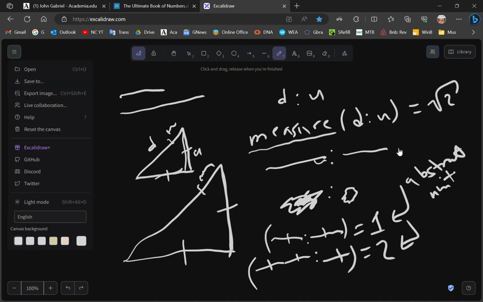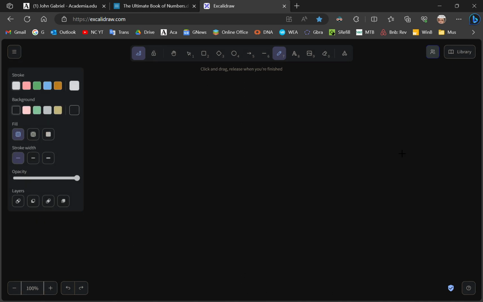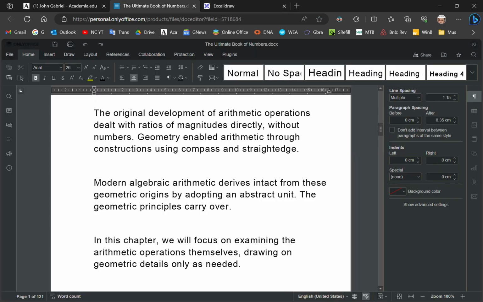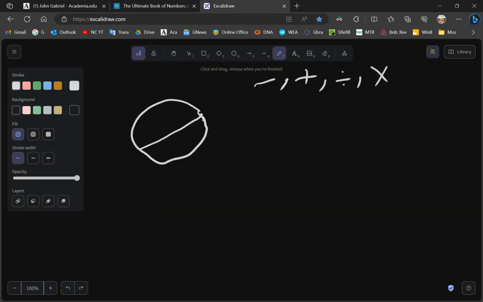And the same thing happens, by the way, when you have, let's just reset the canvas. For example, when you have a circle and a diameter, so in geometry, all the operations of arithmetic are 100% accurate in this order: subtraction, addition, division, and multiplication. And they're all done exactly the same way, regardless of whether the line length is a fraction or a whole number or anything. And you can find out more about that in this fantastic publication of mine called The Ultimate Book of Numbers. So I'm not going to spend time with that.